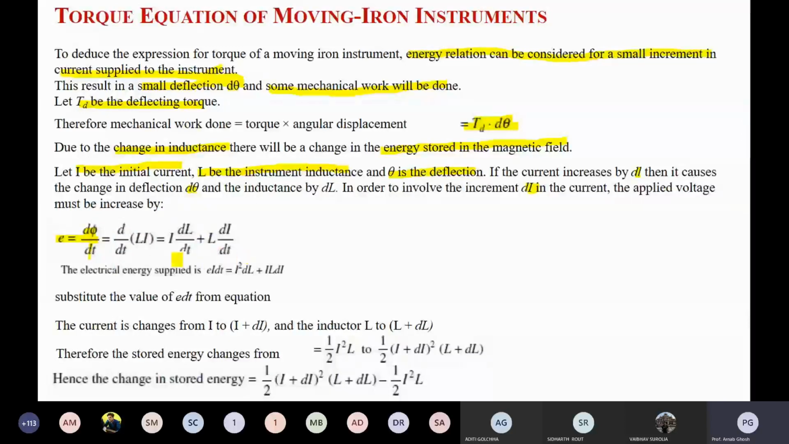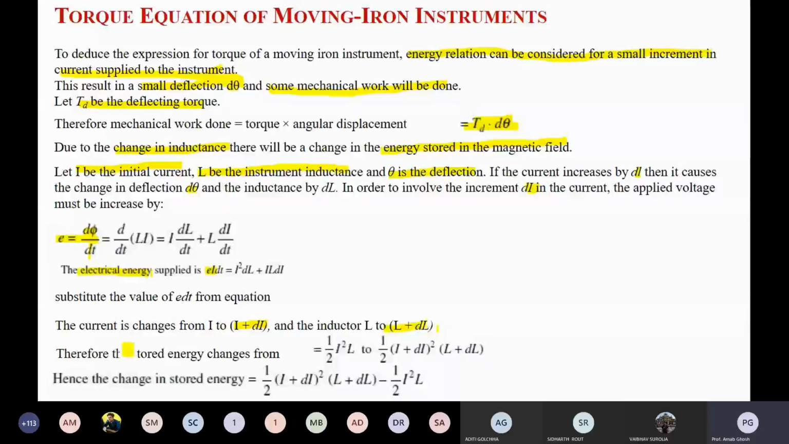So you can cross multiply. So it is coming E di dt equal to I dL plus L di. Again you are multiplying E into I, because you are trying to go for energy. dt is there, energy is power into time, an integrating quantity, so you have to multiply with I. So it is coming E I dt equals I square dL plus I L di. Then substitute the value of E dt from the equations, because you are increasing the current from I to I plus di, L to L plus dL, and theta to theta plus d theta.